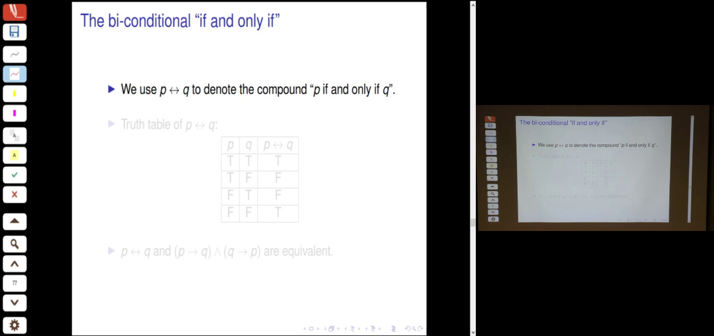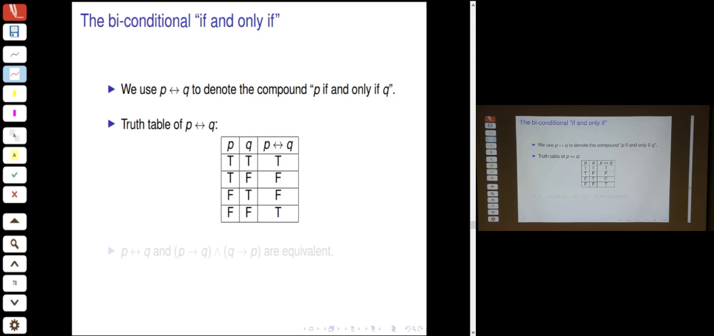So we use a double arrow because you have seen if-then, and you have seen only if. Just put them together, you get if and only if. So the truth table means the P double arrow Q, some people call it biconditional.